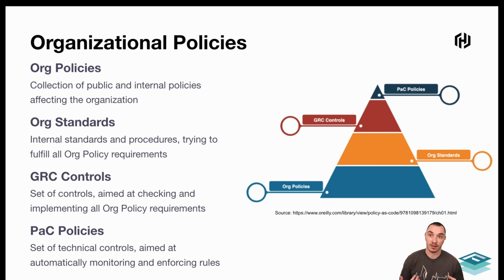The next layer are organization standards. These are internal standards and procedures trying to fulfill organization policy requirements. The aim of organization standards is to standardize procedures, processes, etc., to have a more streamlined and more efficient organization. So they do not specifically derive from organizational policies, but they should adhere to them, be compliant with them.